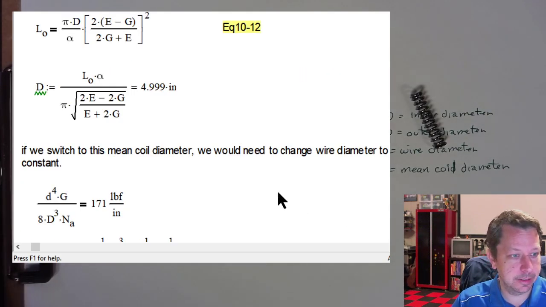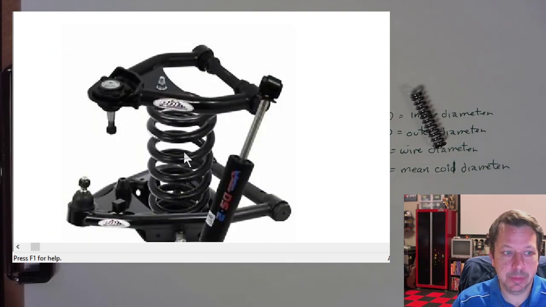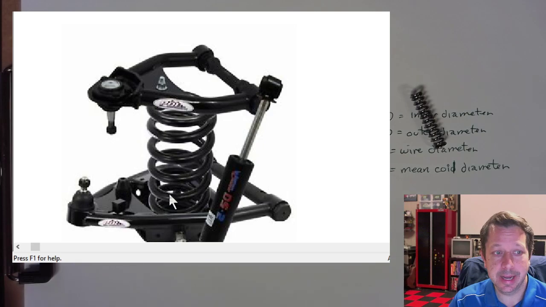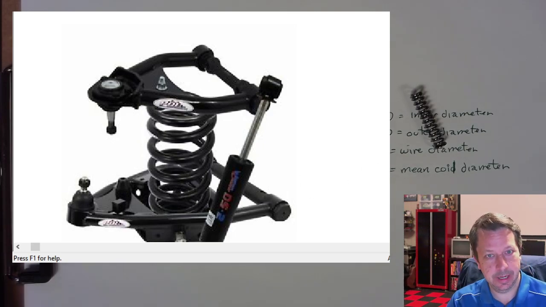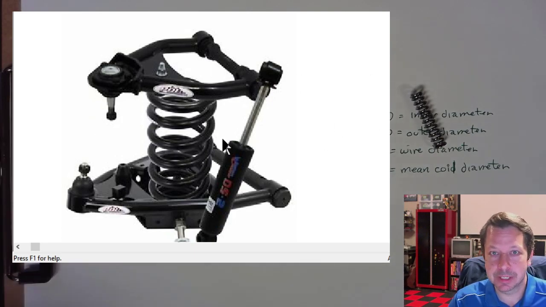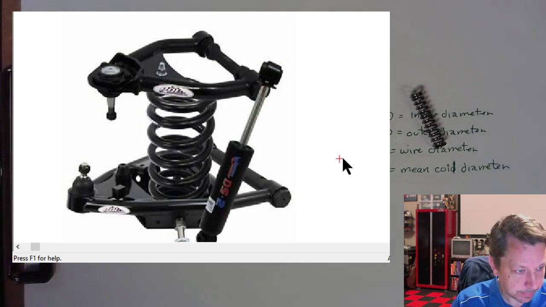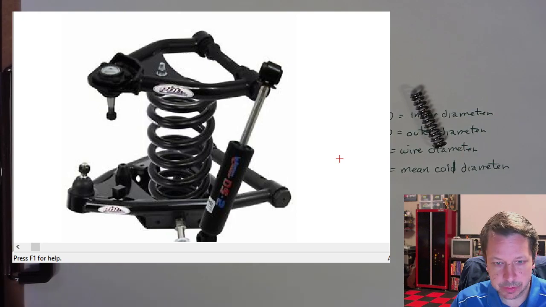There are other constraints, physical ones, that maybe we can't put a 5 inch coil diameter into this. Maybe we have to keep that coil diameter the same, so maybe we need to change the wire diameter, or change the free length, which changes the height of the thing. So there's a lot of different variables that you have to consider with springs, and that's why I'm doing it in MathCAD, so that every time I make a change, it automatically gets filtered through the rest of my equations. Okay, hope that was helpful on springs.